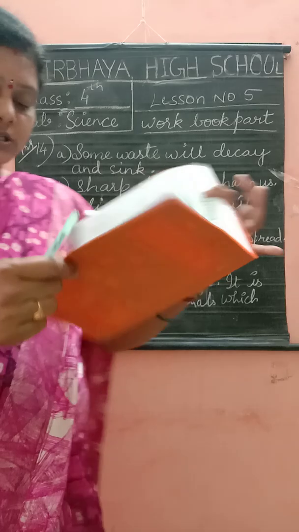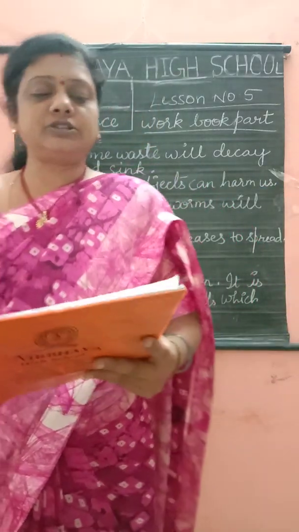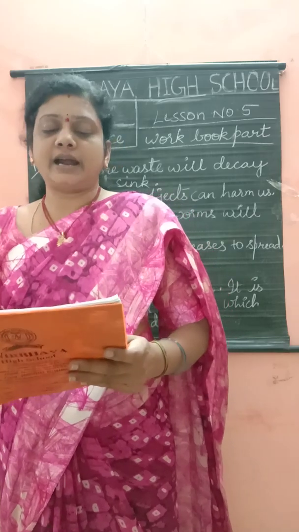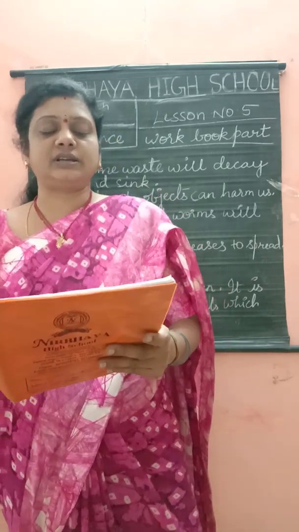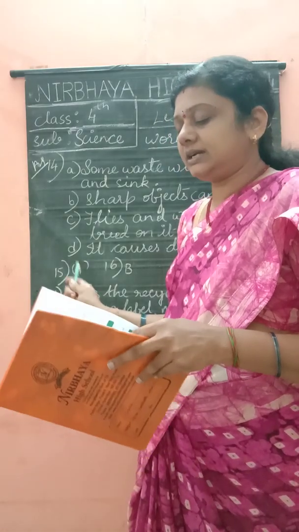The next one, children, page number 22. Turn the page. Multiple choice question. We should reduce the use of which of the following? The 4 options are given there, children. Option A, plastic bags. B, cloth bags. C, giving old clothes to the needy. D, recycled items. Which one is correct, children? It is option A, plastic bags.